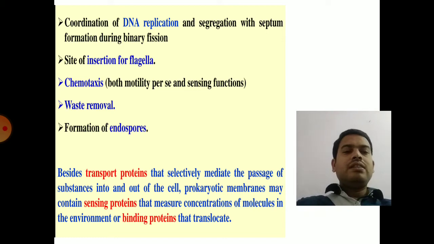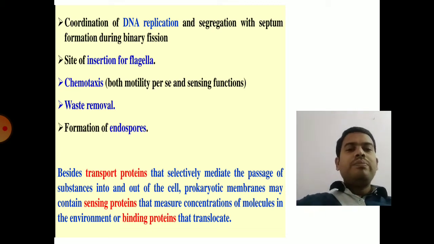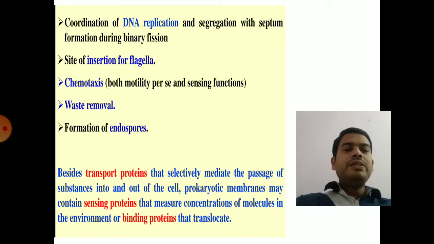Bacterial cells divide by binary fission, and DNA replication is seen in bacteria in a semi-conservative mode. The plasma membrane, with the help of mesosomes, plays an important role in DNA replication and also in septum formation during binary fission. The locomotory organs like flagella and cilia are inserted in the plasma membrane. ATP synthase present on the plasma membrane provides energy, and this energy is utilized by the flagella or cilia for the movement of the bacteria.